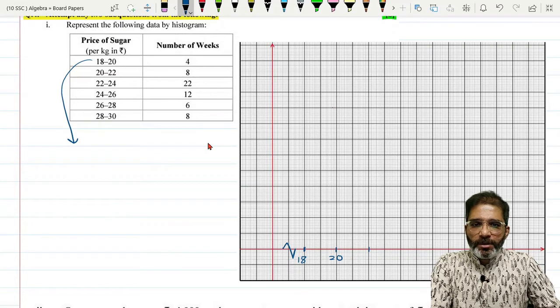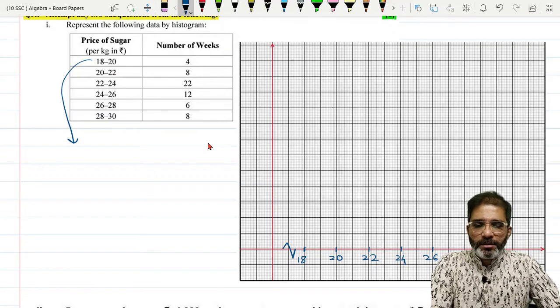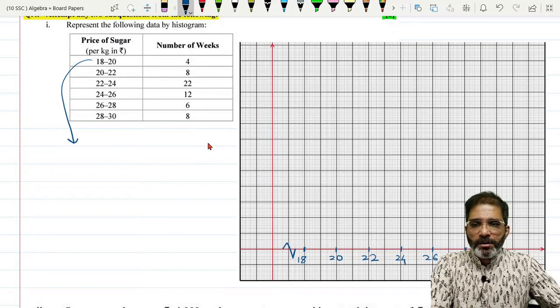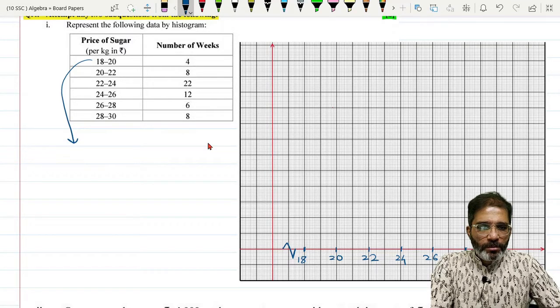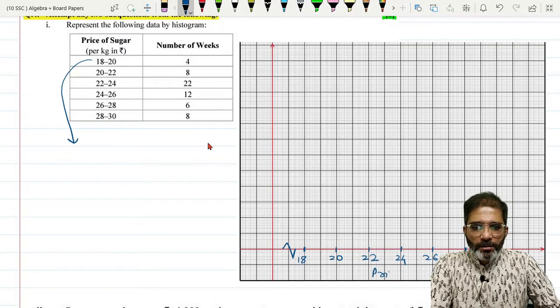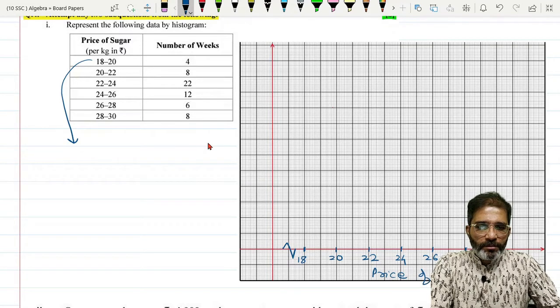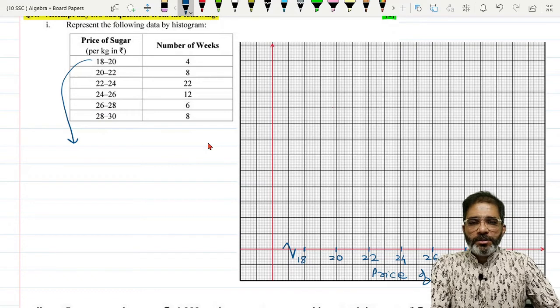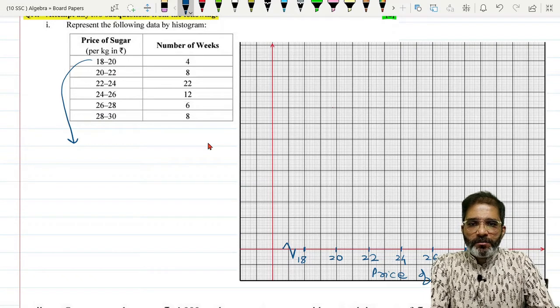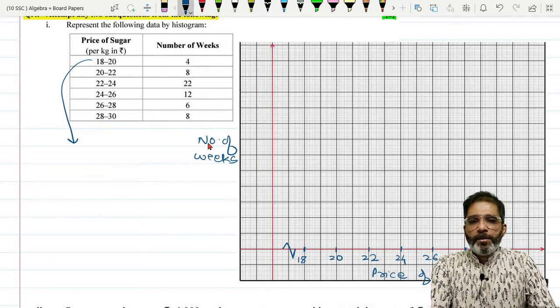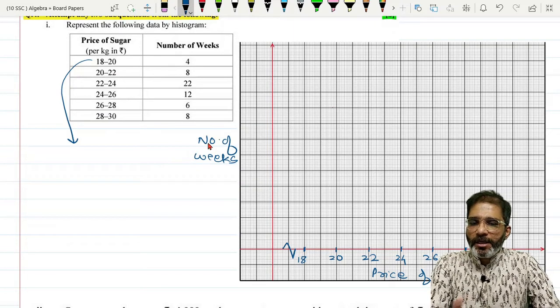The next is 20 to 22. The next class is 22 to 24. Next is 24 to 26. Next is 26 to 28. Next is 28 to 30. Okay, what is this? Price of sugar, in rupees. And on the y-axis we are taking number of weeks.